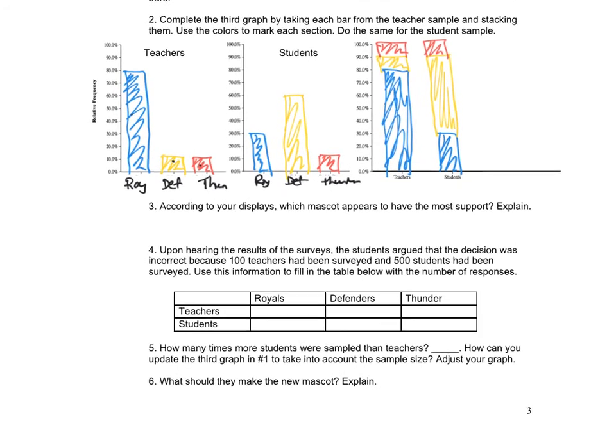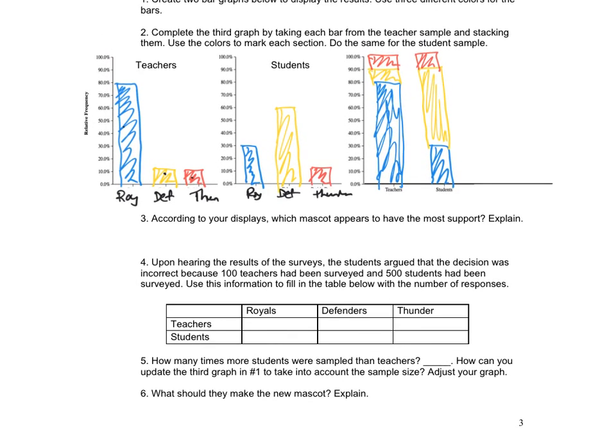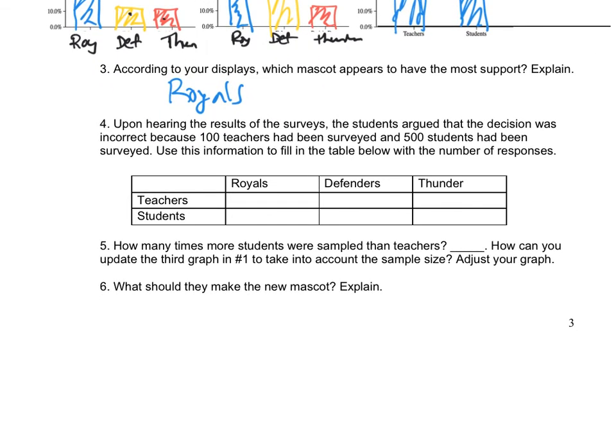Now, according to your displays, which mascot appears to have the most support? Now, if you just look at this and you look over here, it looks like the Royals. The Royals seem to have the most support. Okay, and that's what the teachers wanted. It's not really what the teachers wanted for real, but that's what the teachers wanted there, which was interesting, okay? The bars are taller than the bars for the defenders and the thunder. But the plot twist, here we go.